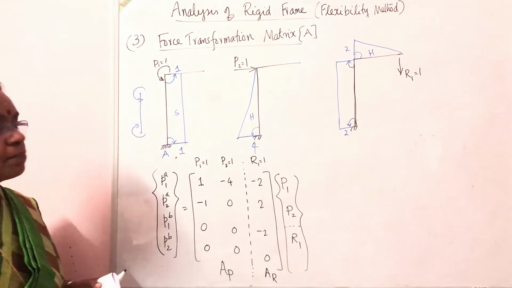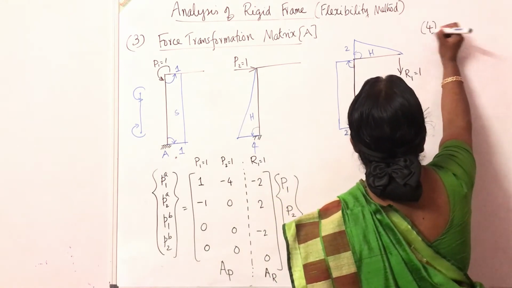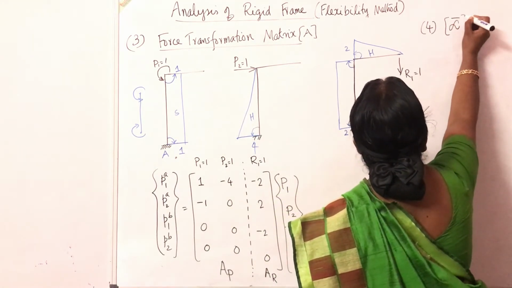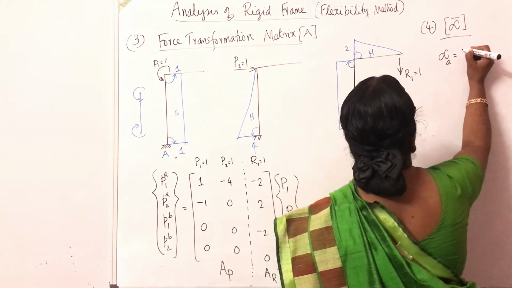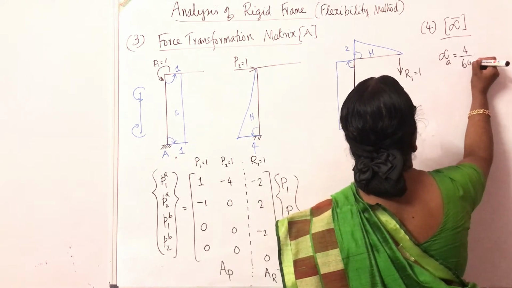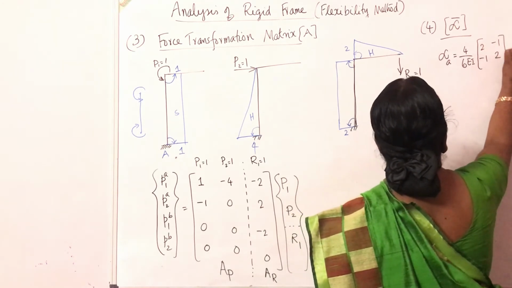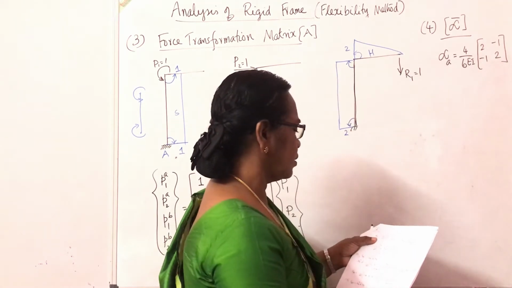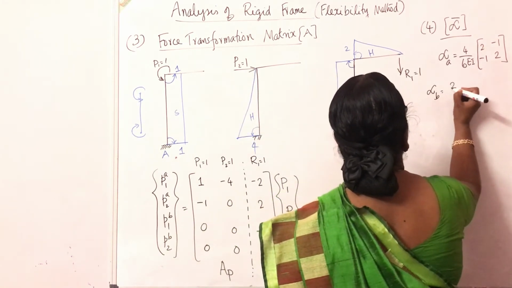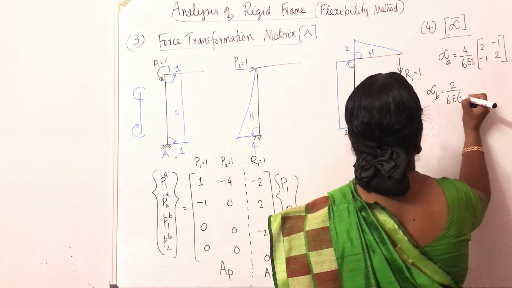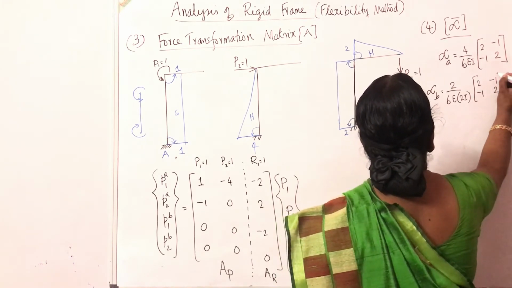Next step is, so this is step 3. Now coming to step 4, alpha bar, the unassembled flexibility matrix. For the first element alpha A, it is L by 6 EI, 4 by 6 EI, 2 minus 1 minus 1, 2. For that the EI value is I only. For the second element alpha B, the length is 2 by 6E, the moment of inertia is 2I into 2 minus 1 minus 1, 2.